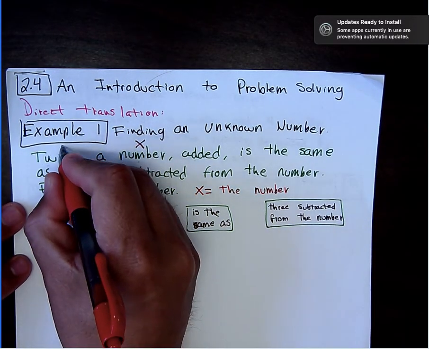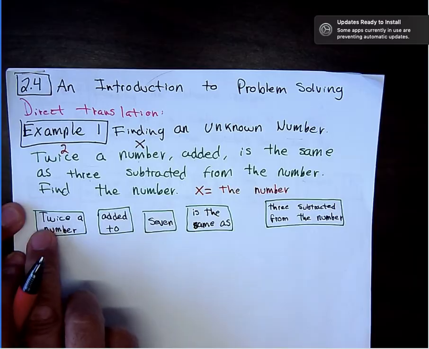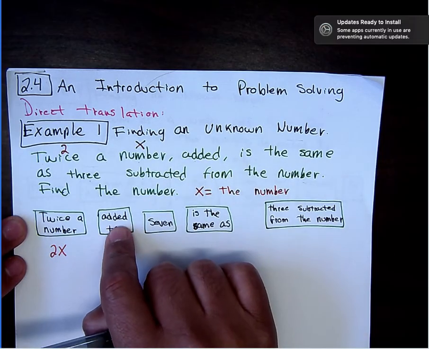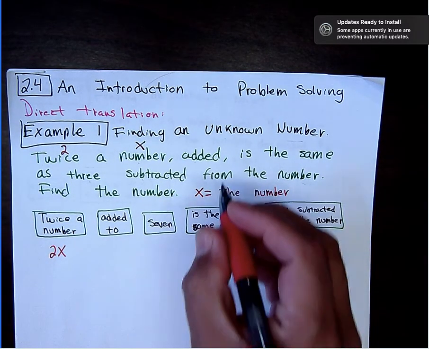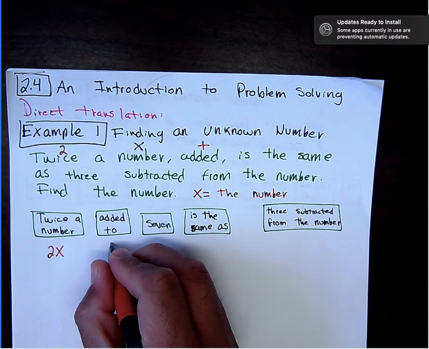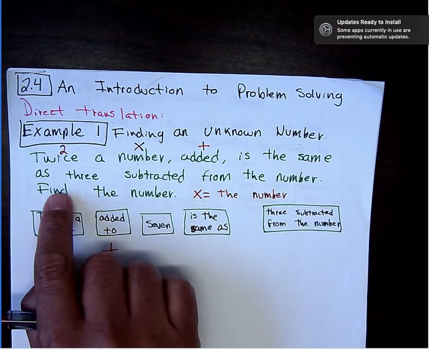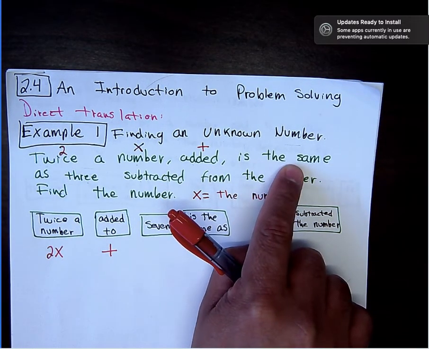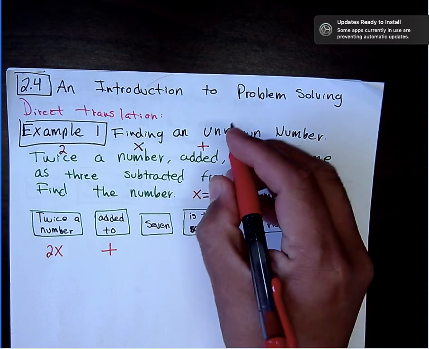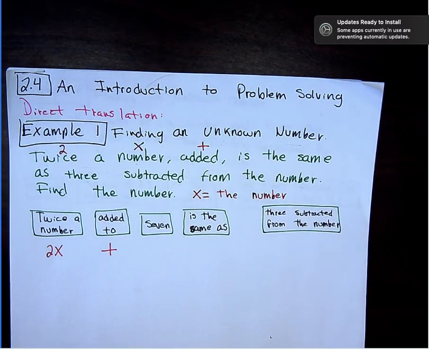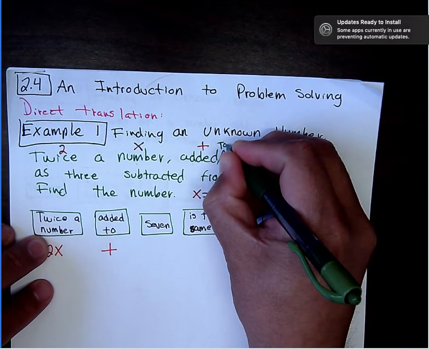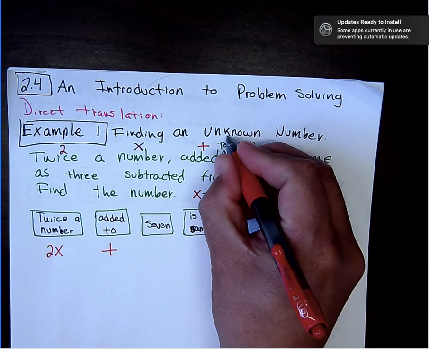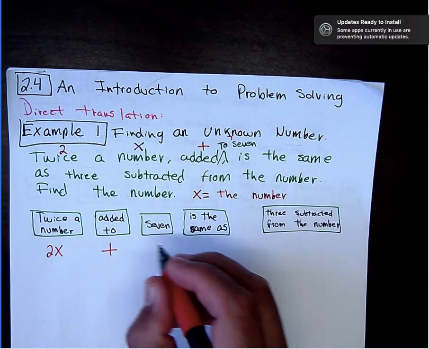So twice the number, that means twice means 2. So twice the number, that's why I wrote it here: 2 times x. Added to, so that's plus. Plus 7. I think I skipped the 7 here. It says added to 7. So 2x added to 7, so that's why we have a 7 here.